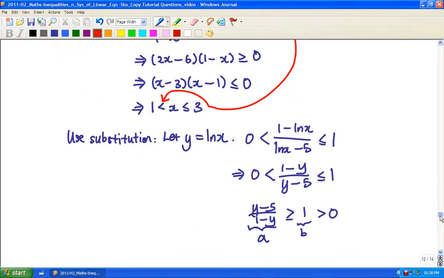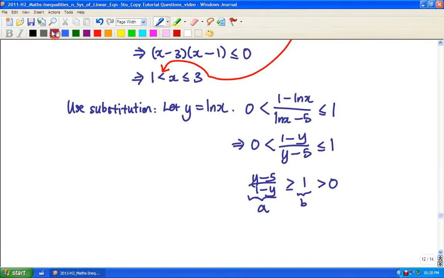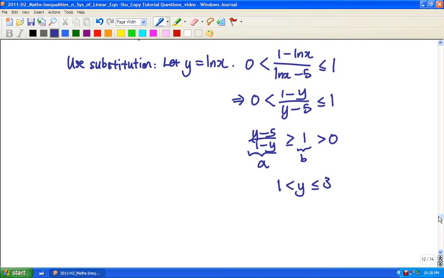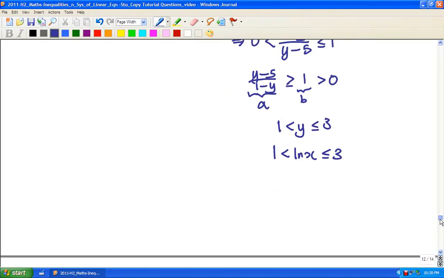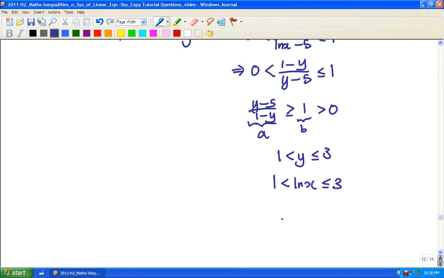So the solution we should get is 1 is strictly smaller than y, less or equals to 3. But remember, since we have used substitution, replace our y back to our original variable x, so we get 1 less than ln x smaller or equals to 3. We'll thus take e to the power of each of the values in the inequality. So e to the power of 1 is smaller than x is smaller or equals to e to the power of 3. So this is our final answer.